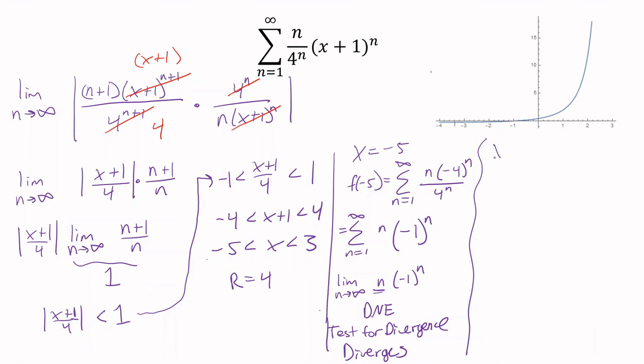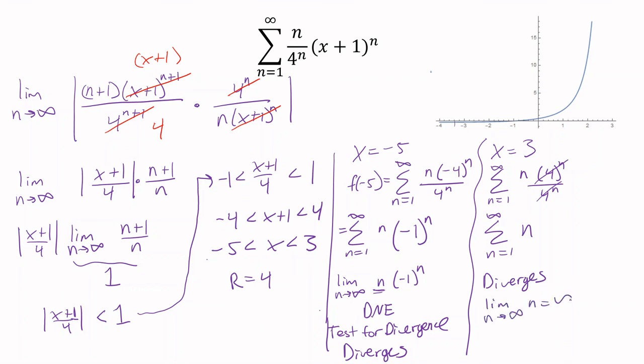So this would be x equals 3. Okay, I plug that in. I'm going to get the sum from n equals 1 to infinity of n times 4 to the n over 4 to the n. Well, those cancel. I get the sum from n equals 1 to infinity of n. Well, that's definitely diverging. Same idea. The limit as n goes to infinity of n is infinity. So then this diverges. So I don't keep either of those.